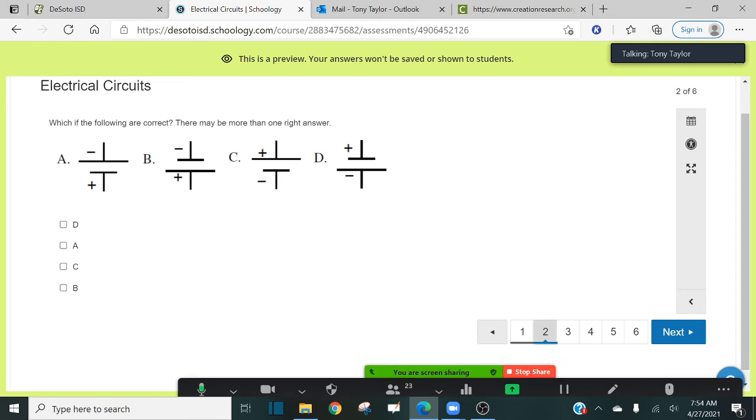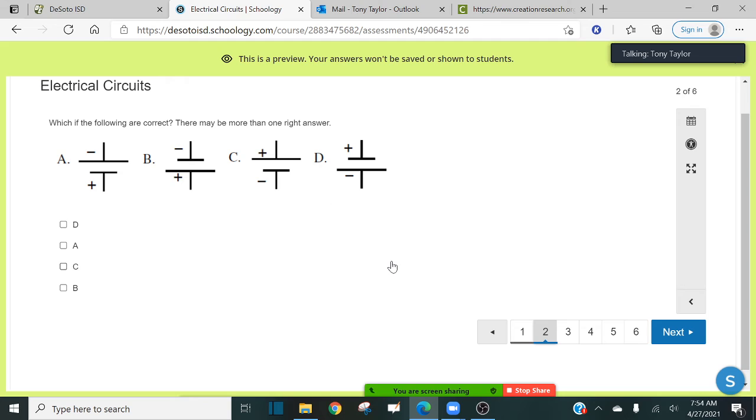Which of the following are correct? There may be more than one right answer. Okay. So guys, remember what I said, in a circuit diagram, the two lines show us the location of the battery. Remember what I said, the longer line tends to be the positive end, and the shorter line tends to be the negative end. So can y'all tell me which answer choices will apply? A, B, C, D, or is it a combination of two answer choices, a combination of three answer choices? Which one? Anyone want to tell me in the chat box?